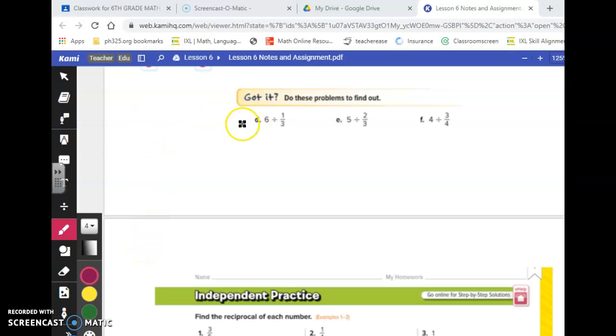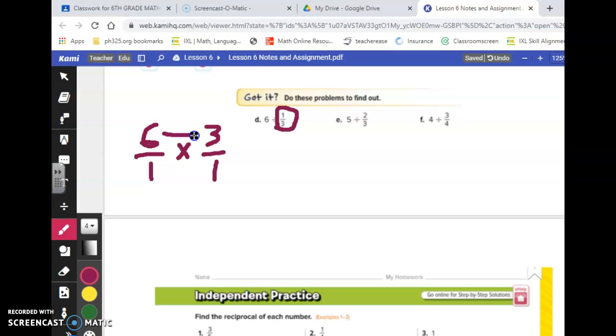Okay, so let's work through D. All right, we're going to take and put 6 over 1. Your division sign is going to change to multiplication. And you always do the reciprocal of the fraction on the right side. Okay, so you're going to flip 3 over 1. All right, and then you multiply straight across. And you end up with 18 over 1.